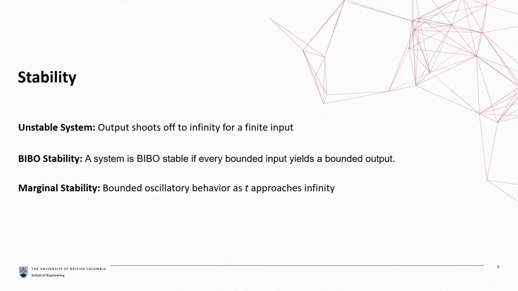Next, we have the definition for BIBO, or bounded input, bounded output stability. A system is said to be BIBO stable if and only if, for a bounded input signal, the output will not shoot off to infinity and is therefore always bounded. There is also a more specific stability definition referred to as marginal stability, which pertains to a situation where the output shows bounded oscillatory behavior. It is obvious that a marginally stable system is by definition also a BIBO stable system.